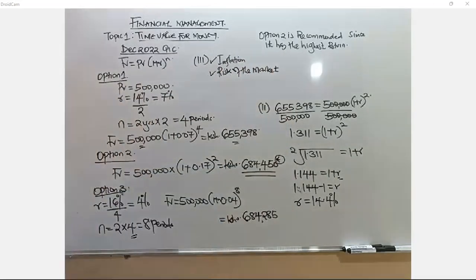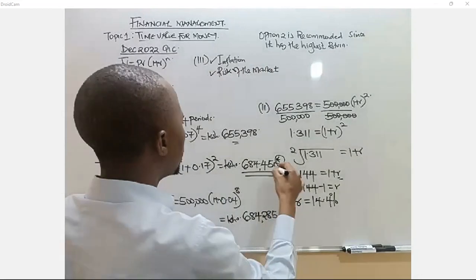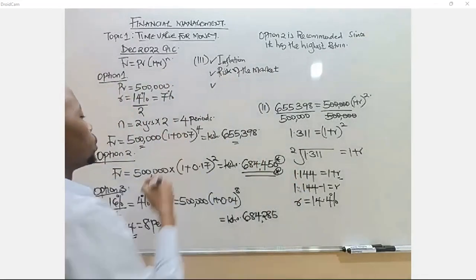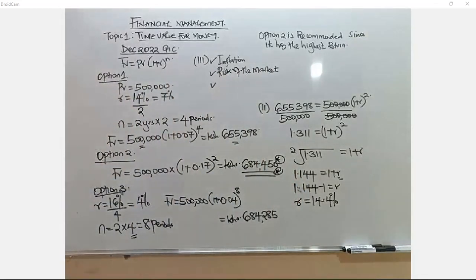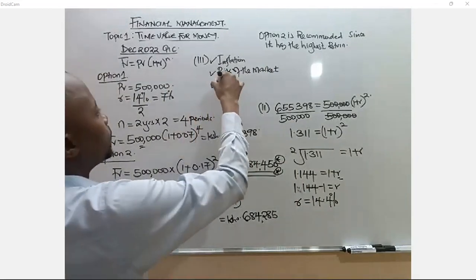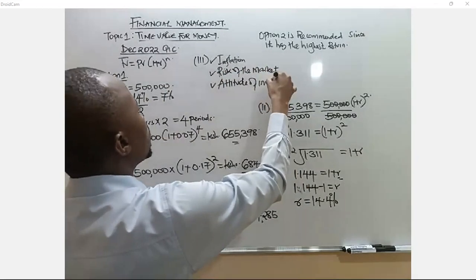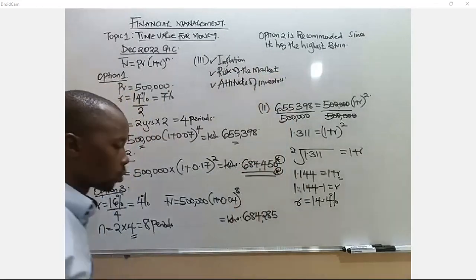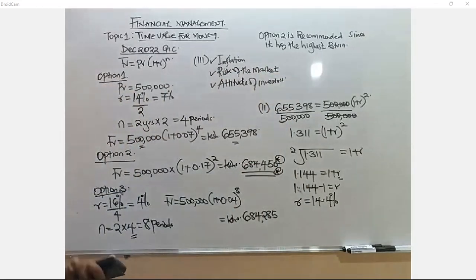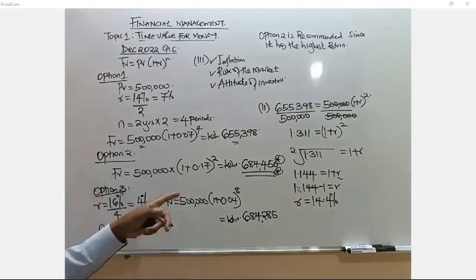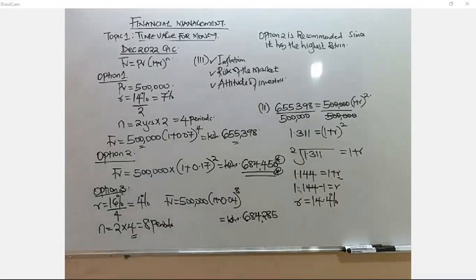The risk involved in the market can affect the outcome of this. Then number 3, we can talk about the attitude of the investors. The attitude of investors also can play a part in determining the effect of your outcome. And also you can put as many points as you can.